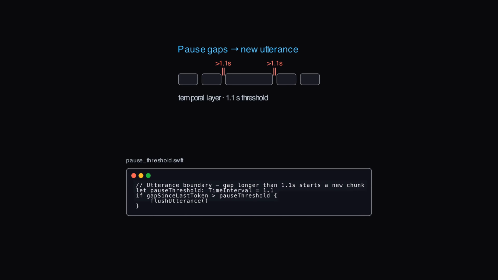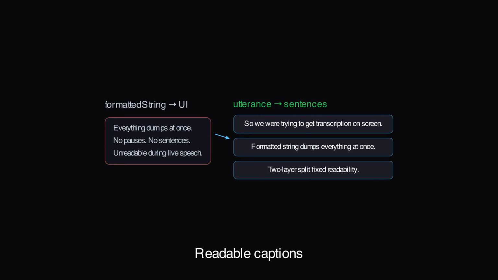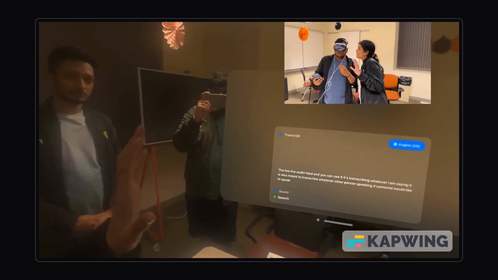First layer, temporal segmentation. When the speaker pauses for longer than 1.1 seconds, we treat that as a new utterance, which is a breath between thoughts or different speakers. Second layer, grammatical splitting. Abbreviations like Doctor are handled, so we only break on real sentence boundaries. One utterance in and clean sentence chips out. Before, it was just one blob; after, utterances become sentence chunks that you can actually read while someone is talking. The two-layer split fixes the readability and it holds with multiple speakers.